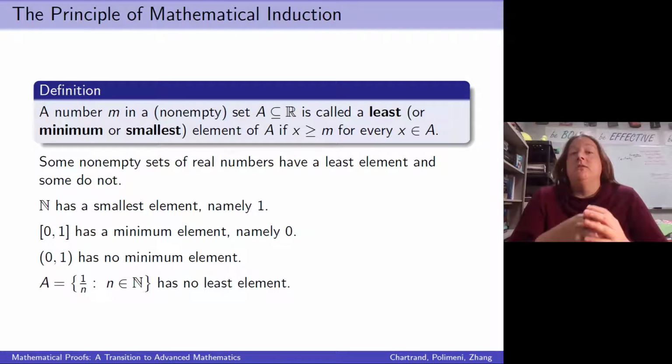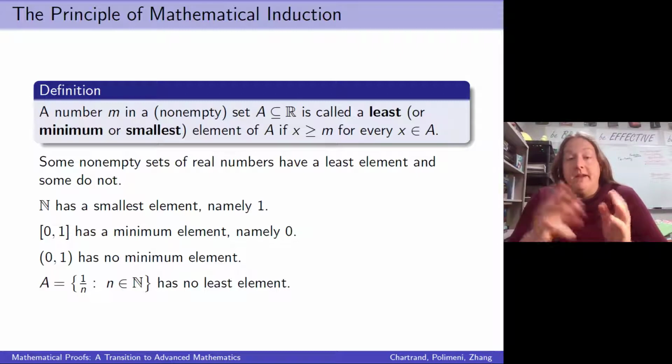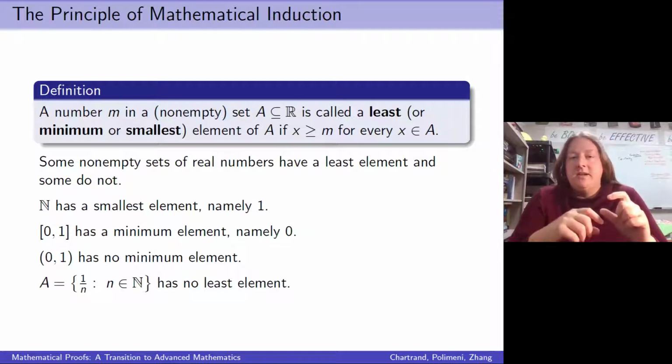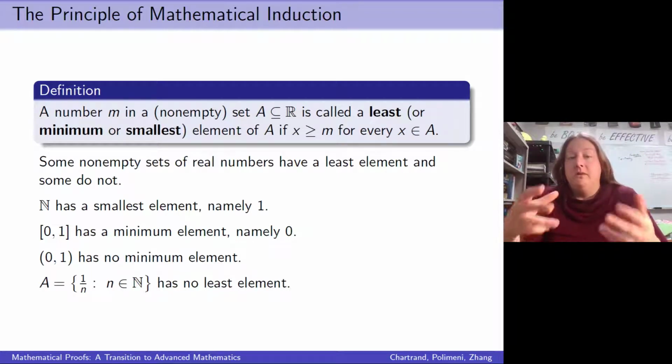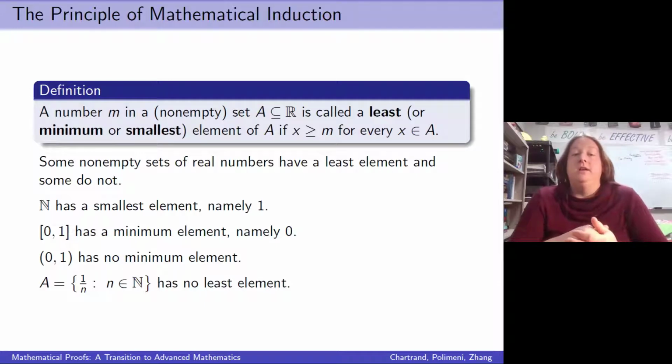Some examples of sets that don't have a minimum element. Well, open intervals within the real numbers do not have a minimum element. So the open interval from 0 to 1 does not have a minimum element. Likewise, if I define a set to be fractions 1 over n for all the natural numbers n, now every time the natural number increases in the denominator, the fraction gets smaller, and so that set actually has no least element since the natural numbers go on forever to infinity.